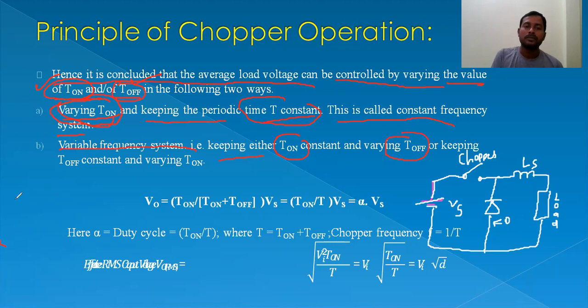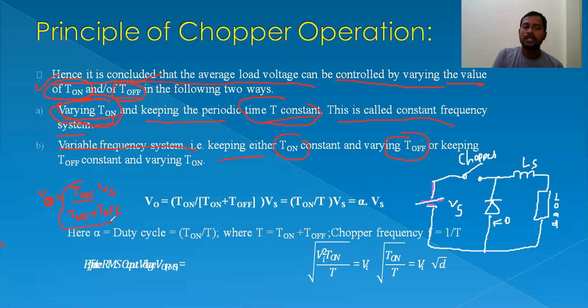V output is equal to, the equation: the output voltage is available only during the turn on time. So during the turn on time, the V output is available only with the turn on time. And with respect to the supply voltage we should take it, but the supply is available for the total turn on plus turn off time.